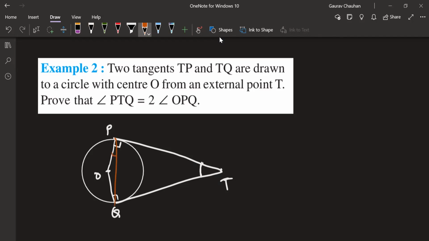Okay, so this is the angle they want us to find. Like they want us to show that this angle is 2 times this angle. Okay, very interesting. Let's see how to do this.